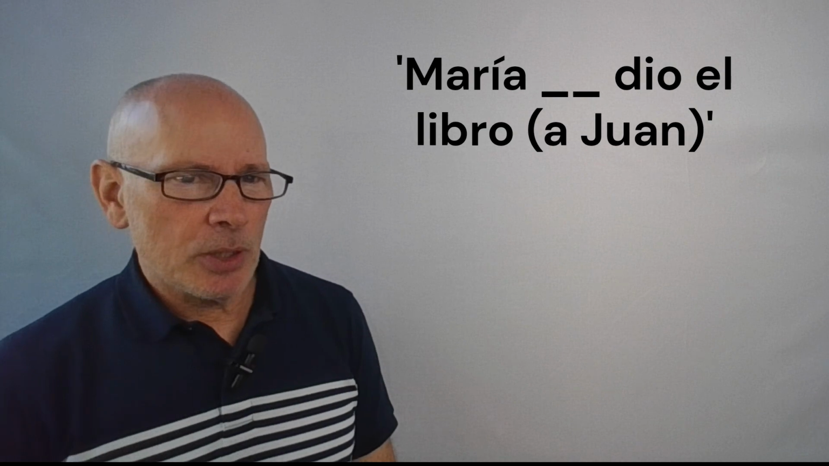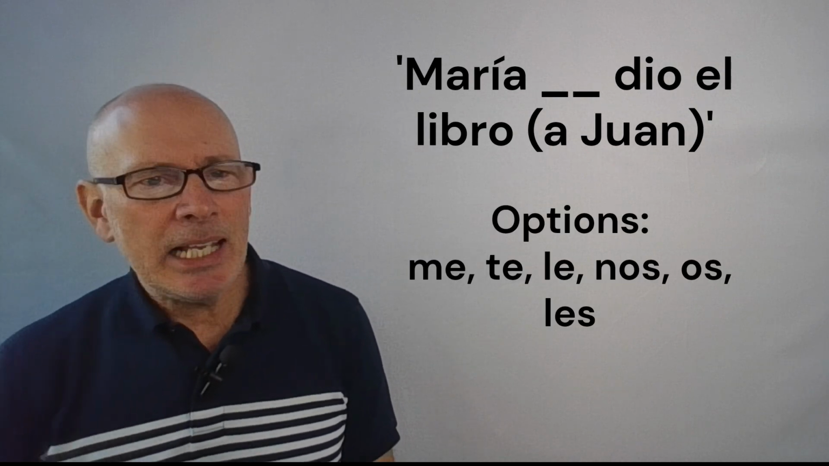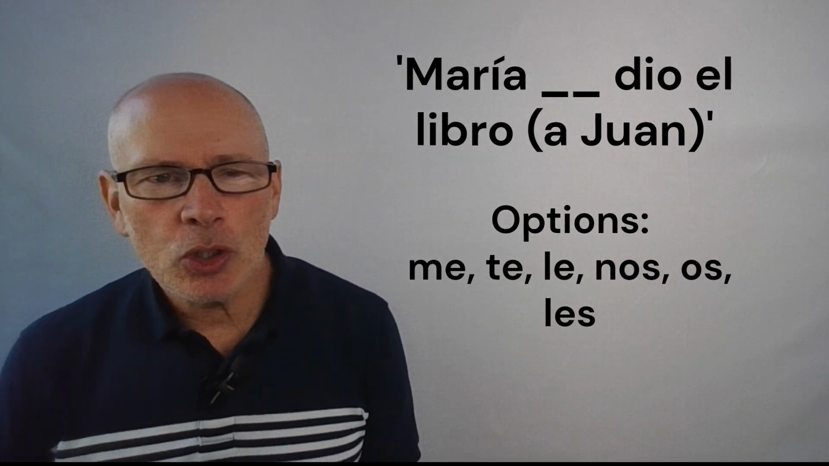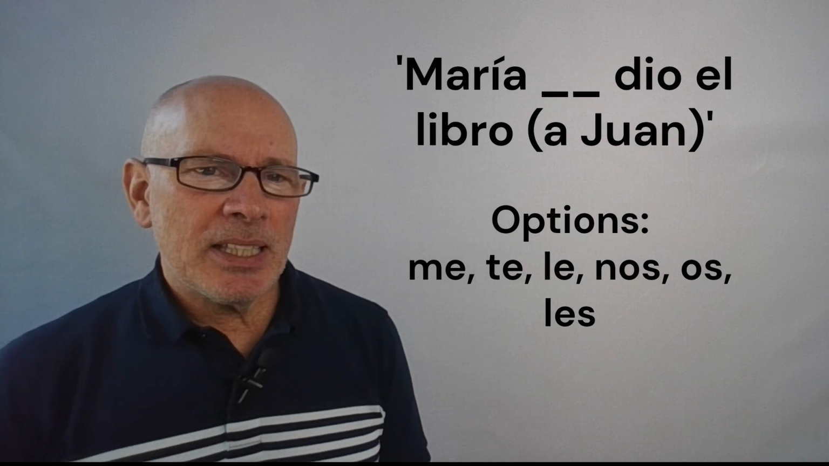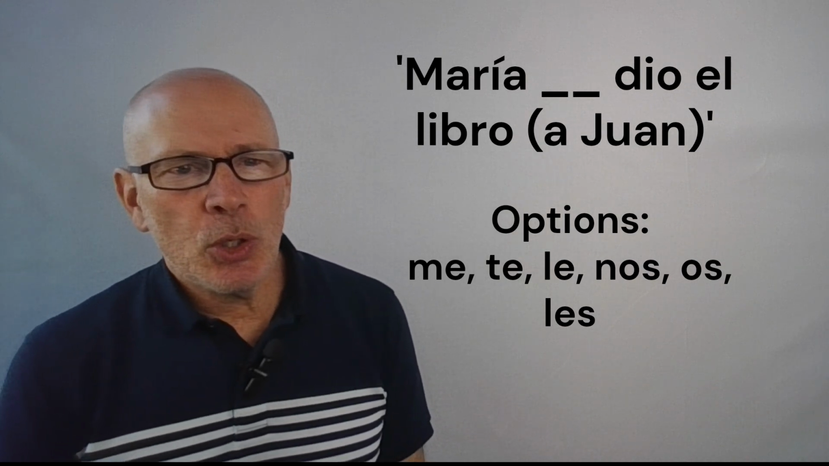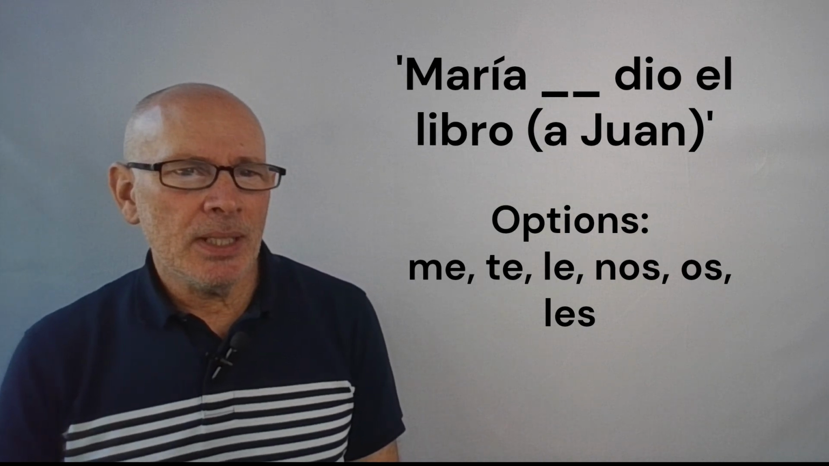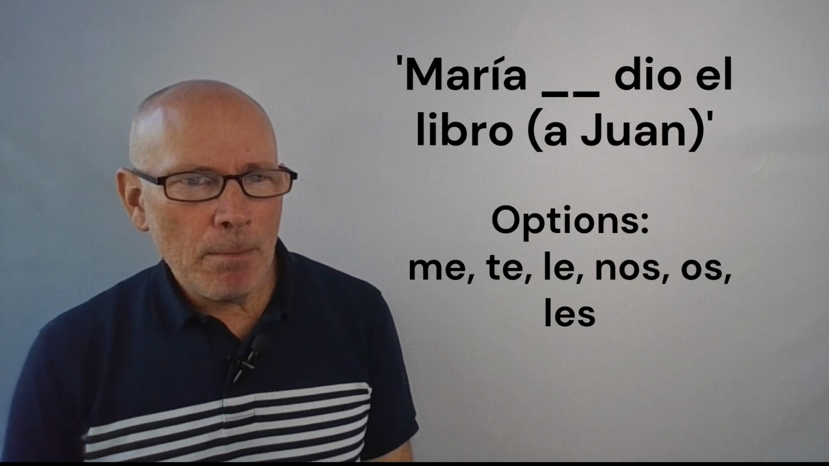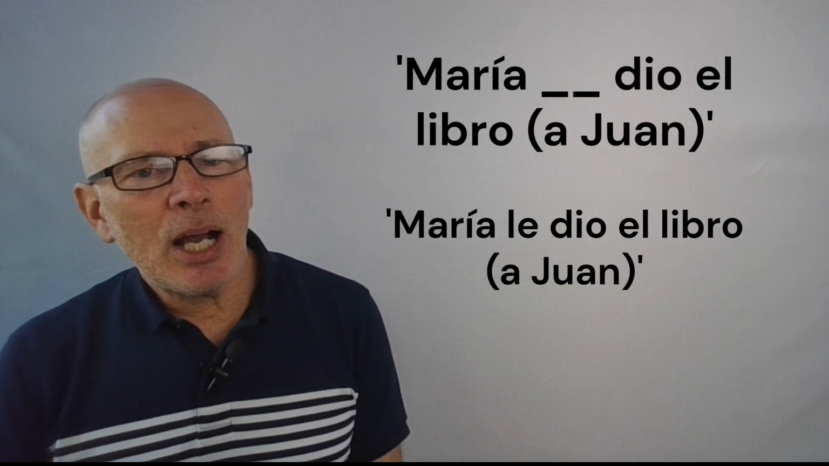So here are the options. Me, te, le, nos, os, or les. Which one replaces a Juan with to him or him? Yep, the answer is le. María le dio el libro a Juan.